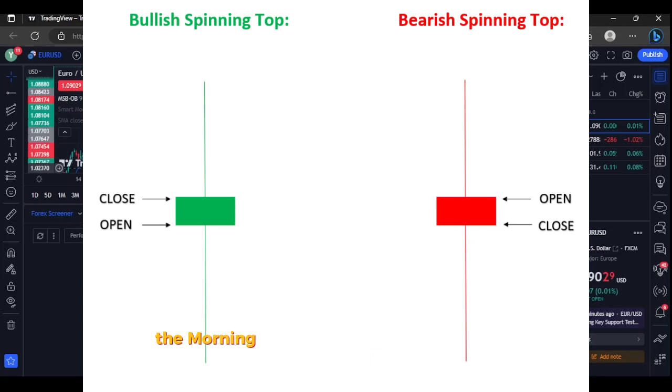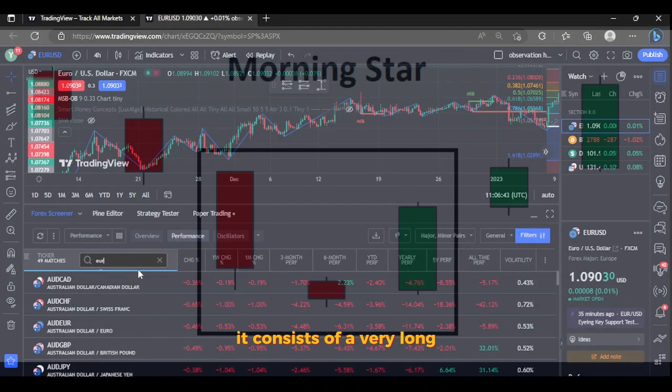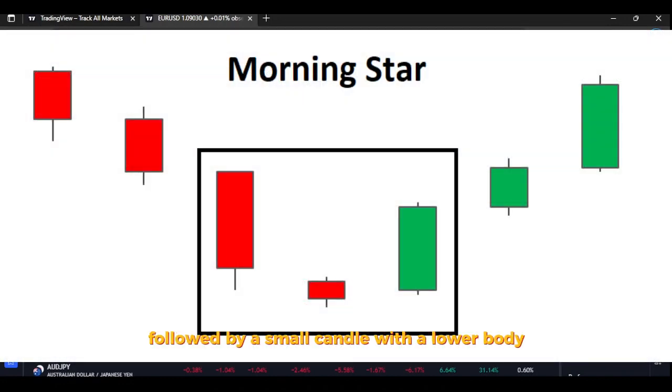Morning star. The morning star is a bullish reversal pattern that forms at the bottom of a downtrend. It consists of a very long bearish candle followed by a small candle with a lower body that gaps down, and then a long bullish candle that gaps up. This pattern indicates that buyers have control and a reversal is very likely.